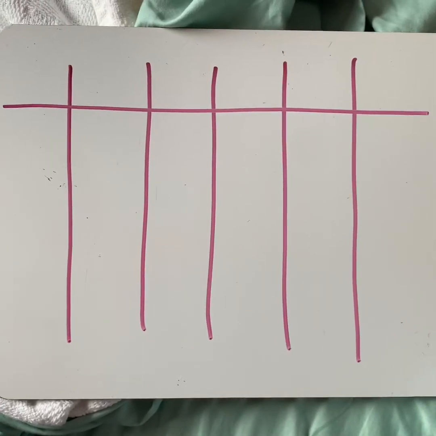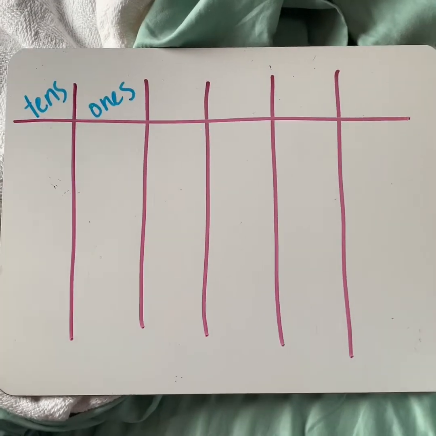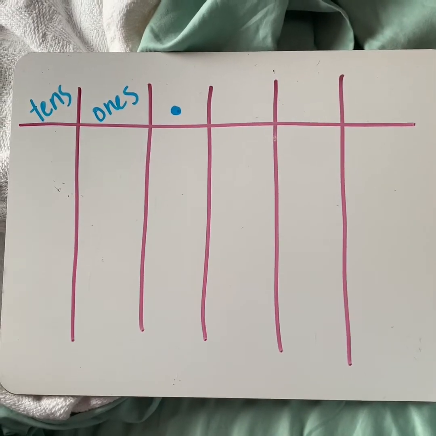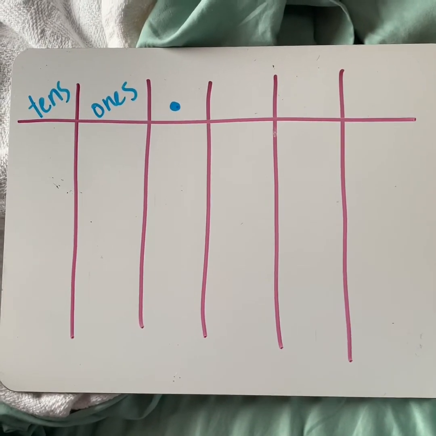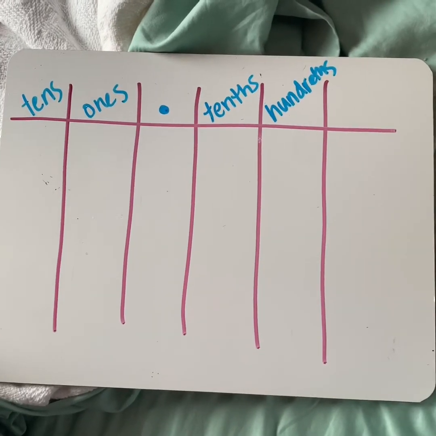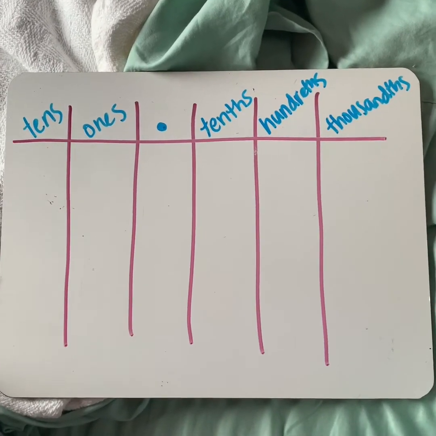Okay, I know my numbers aren't that big, so I can put my tens, and I've got my ones, and then I want to leave room for the decimal point, and I know that to the right of the decimal point is the tenths, and then the hundredths, and the thousandths. Now, I just have to chart my numbers.